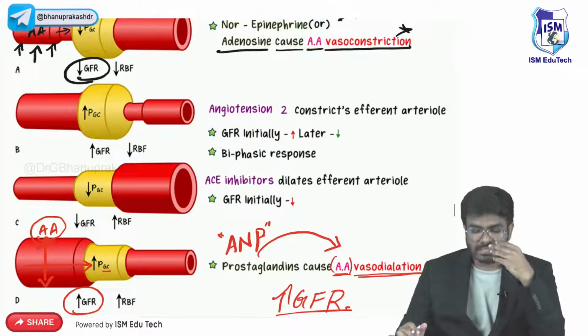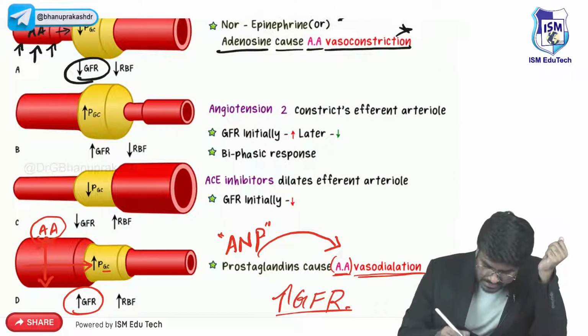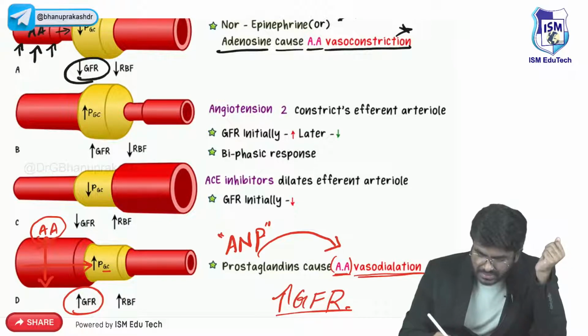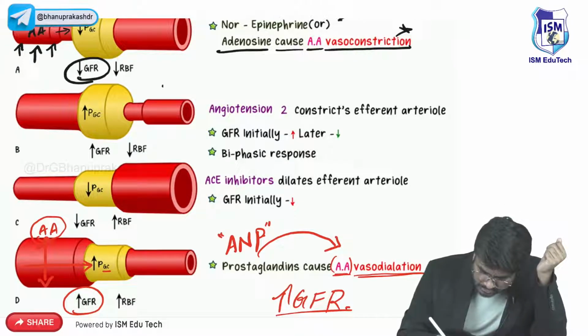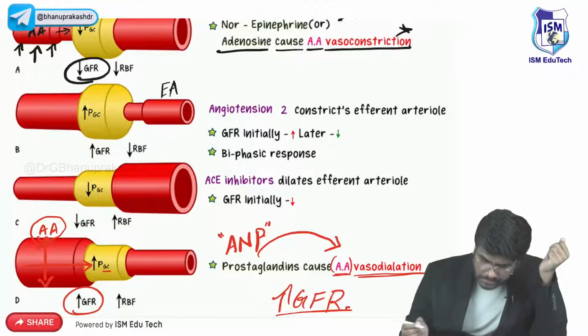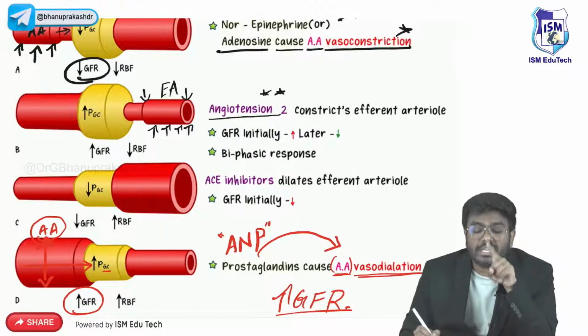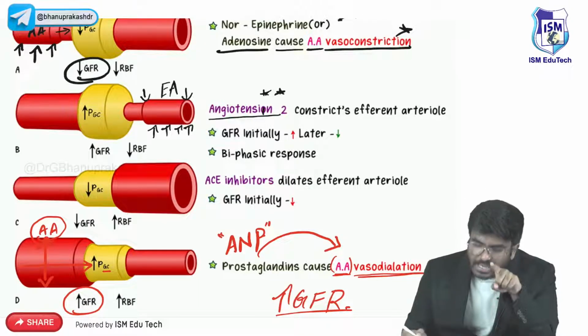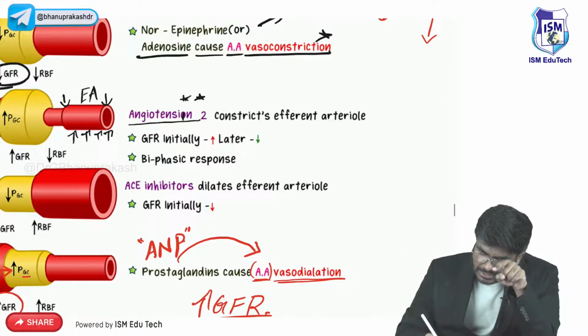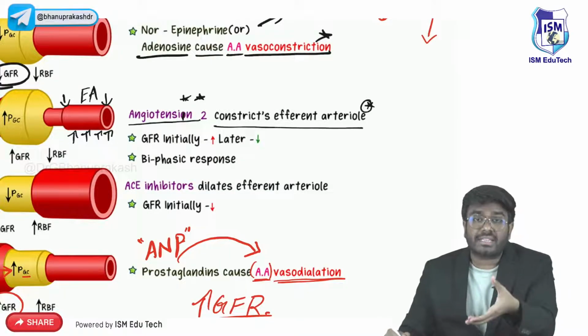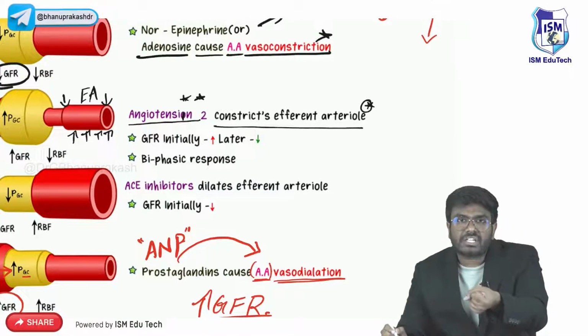Now, next up. In the third example, I am showing you the efferent arteriole, right? Now what I am doing to the efferent arteriole? I am constricting it with the help of a substance called angiotensin 2. This is an MCQ. Angiotensin 2 causes efferent arteriolar constriction. The efferent arteriole is now being constricted.